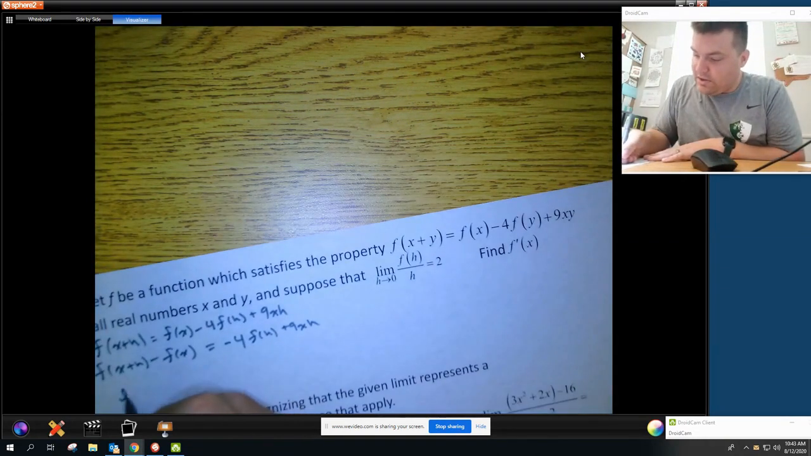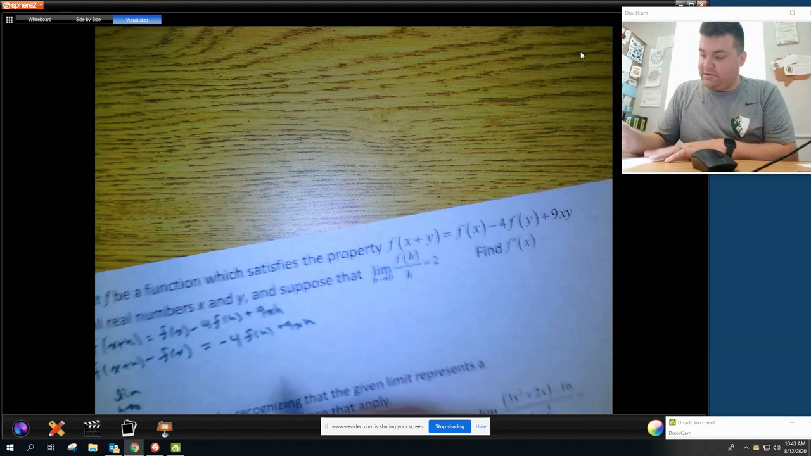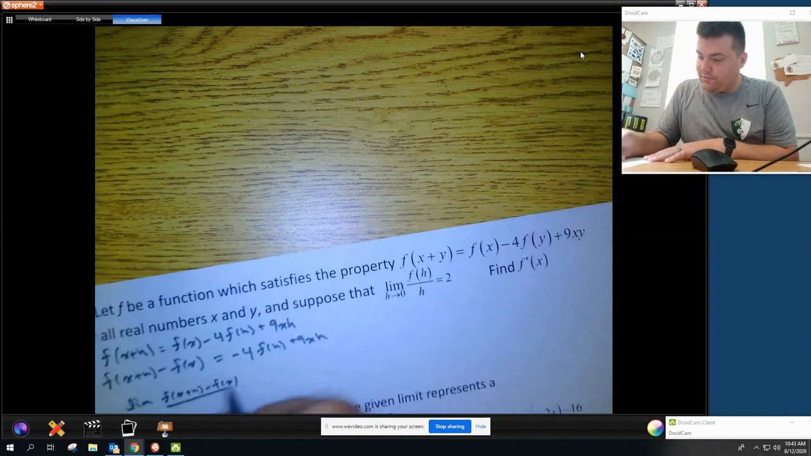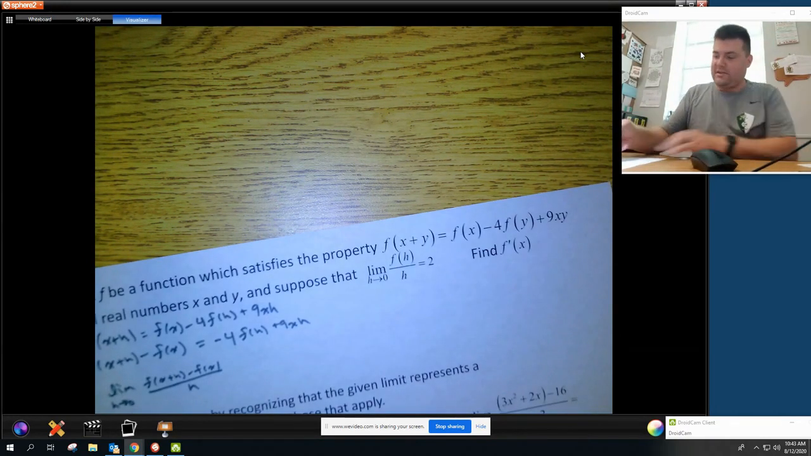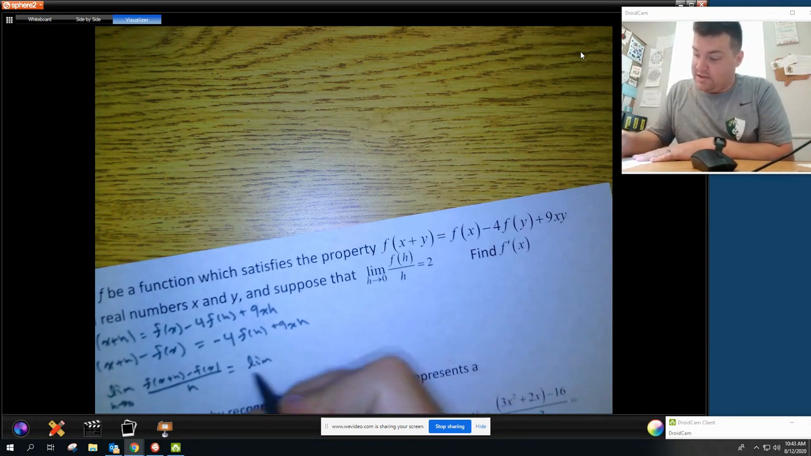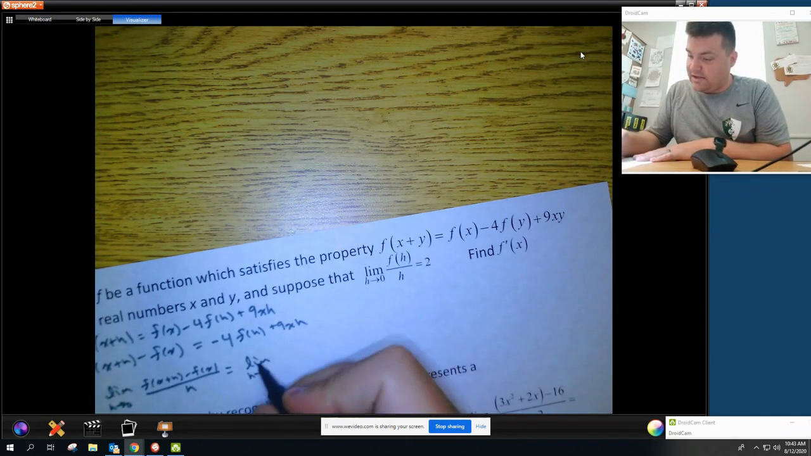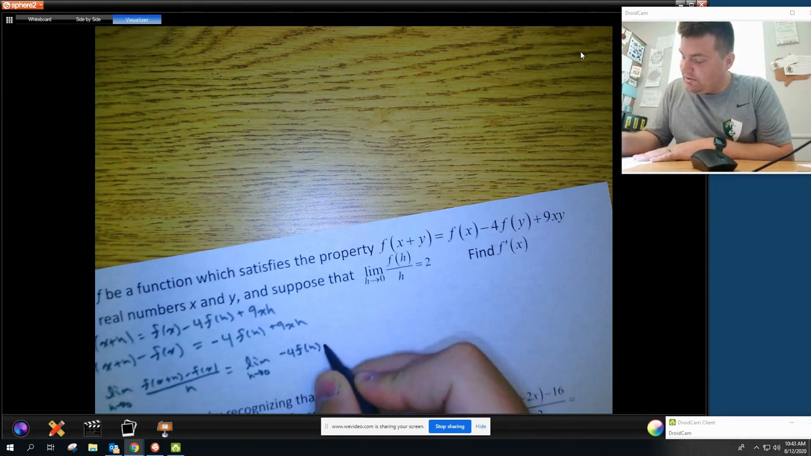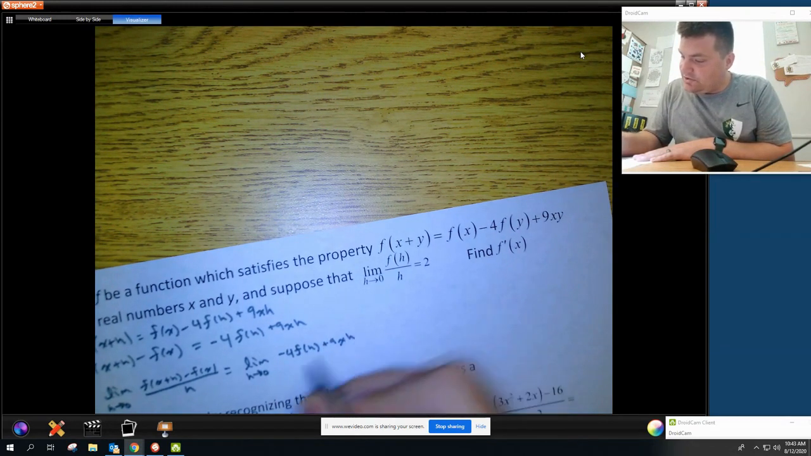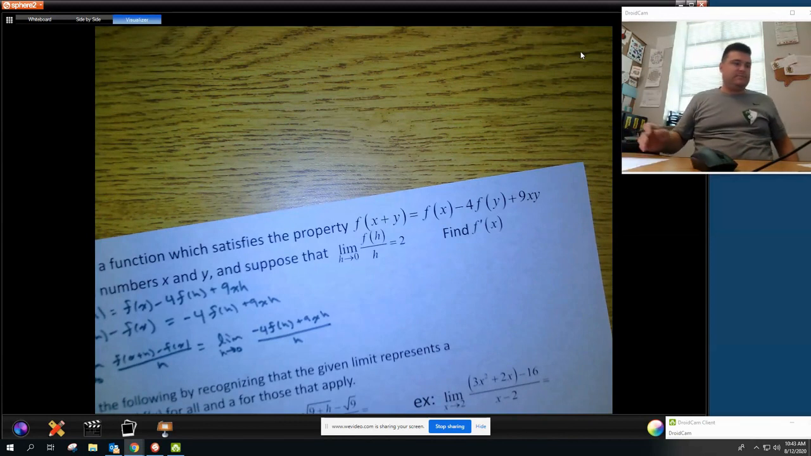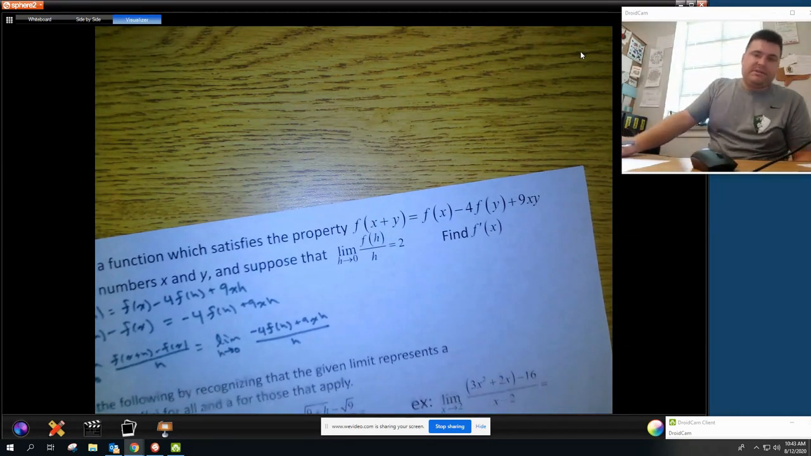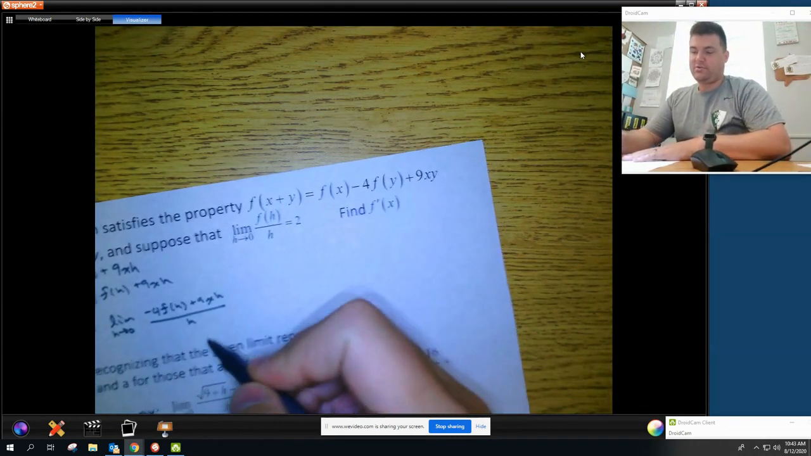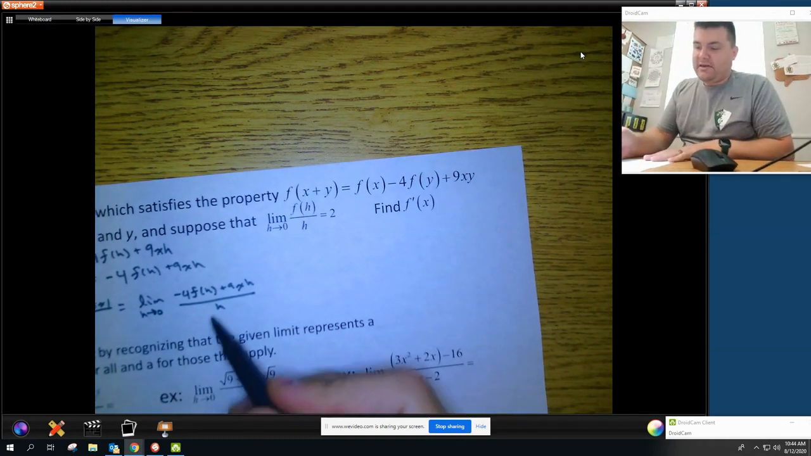So we know that the limit as h approaches 0 of f of x plus h minus f of x over h. I'm just writing that down so that I can now substitute everything in that I do know. So I'm going to get negative 4 f of h plus 9xh all over h. All right, so we have those limit properties that I said are super important. Let's go ahead and use them, because I can't plug in a 0 because I don't know what f of 0 is.